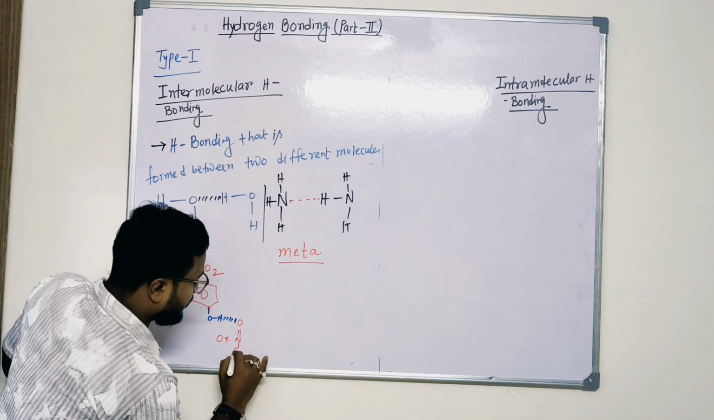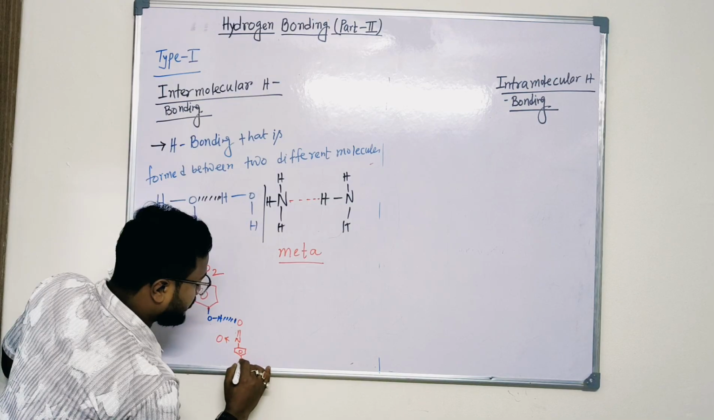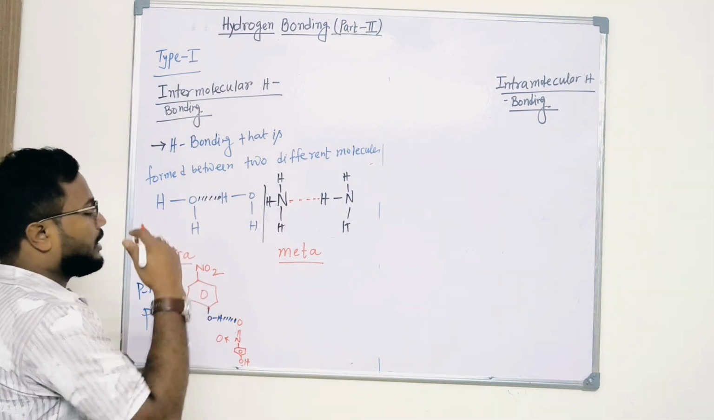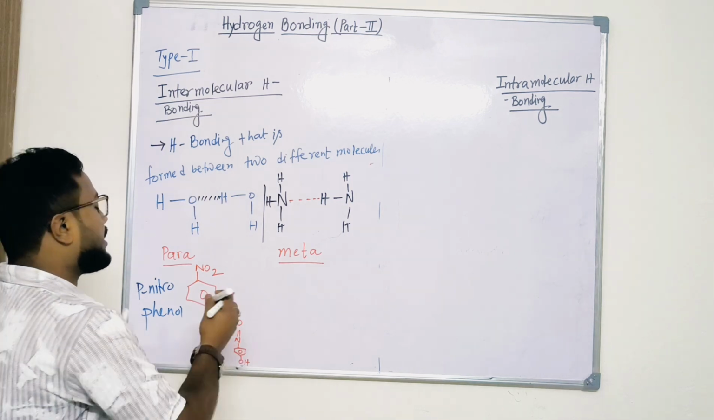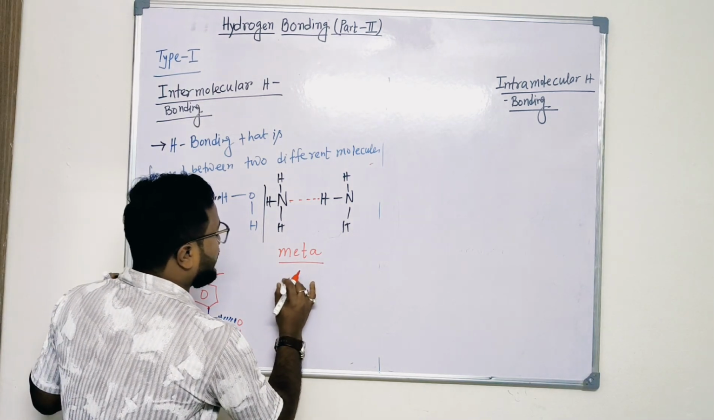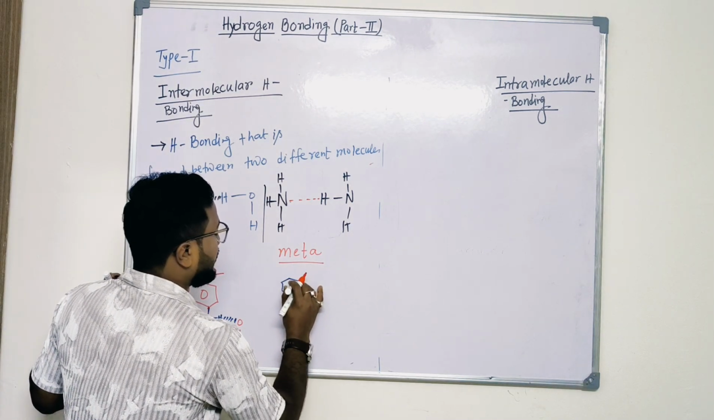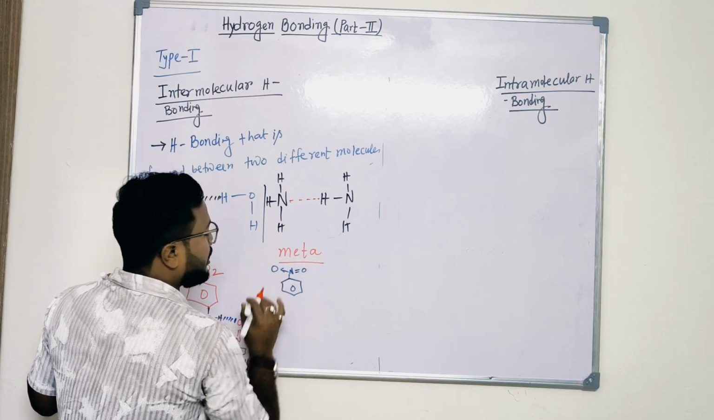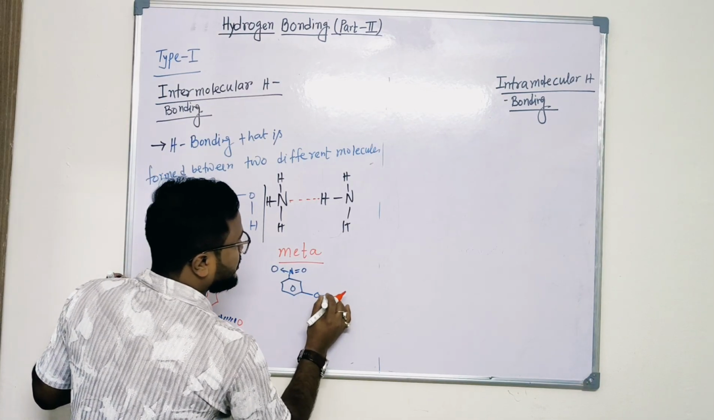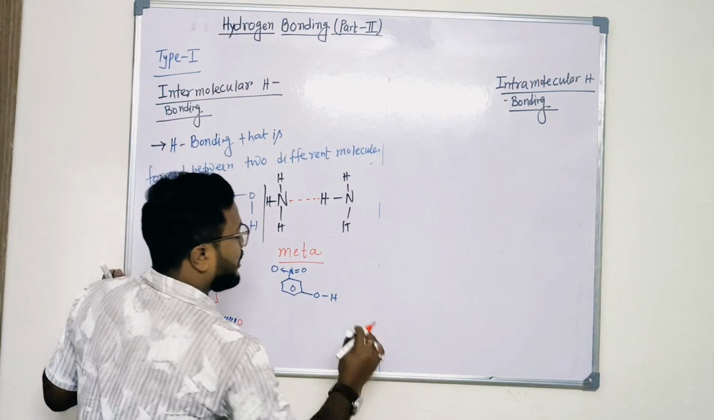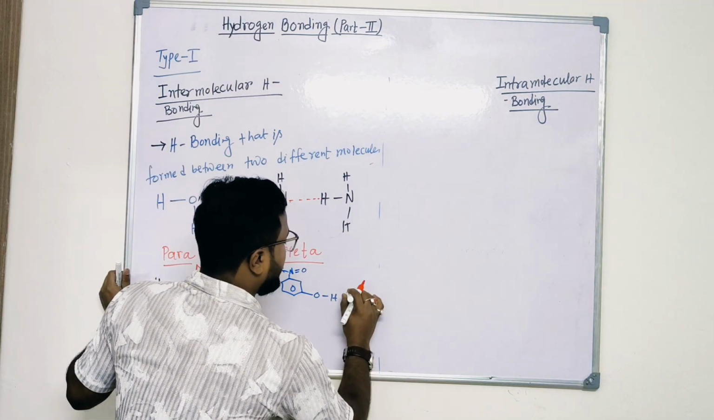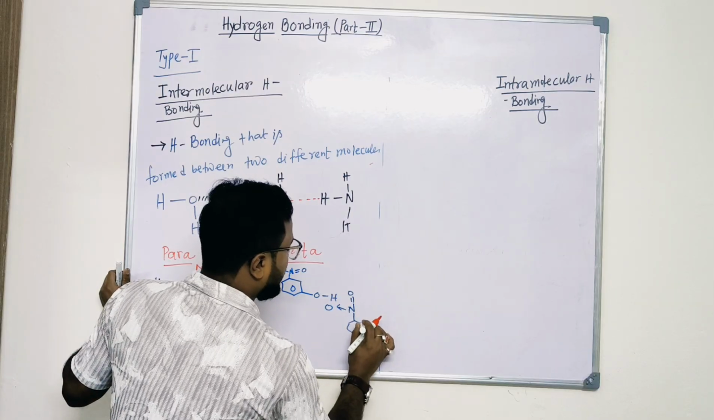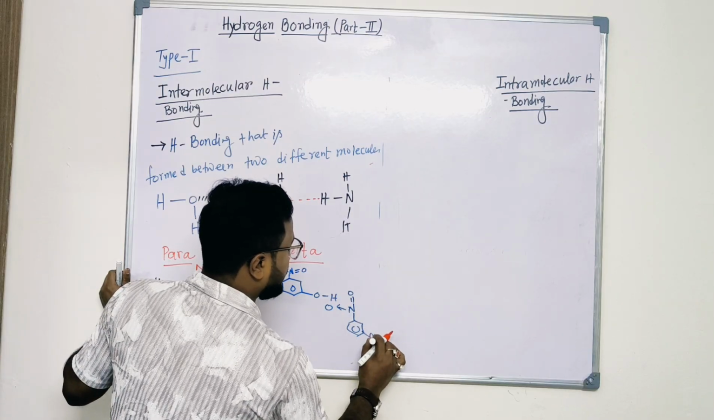N, in this case OH is connected like this. It continued. In case of meta compound, meta-nitrophenol, you take NO2: N double bond O, coordinate bond O, and in this case OH connected, and here N double bond O, coordinate bond O, connected with another molecule.